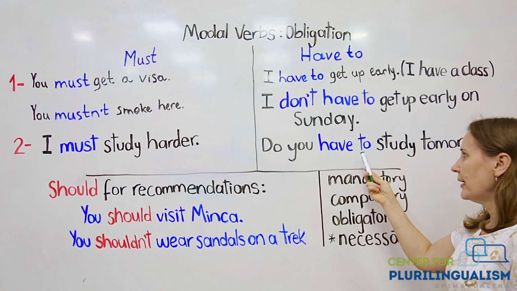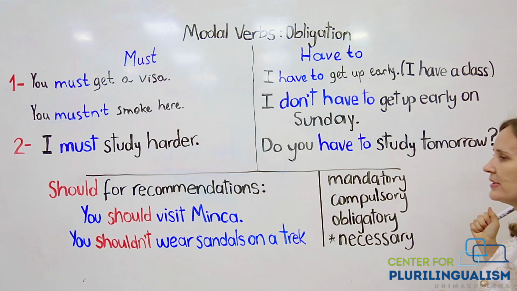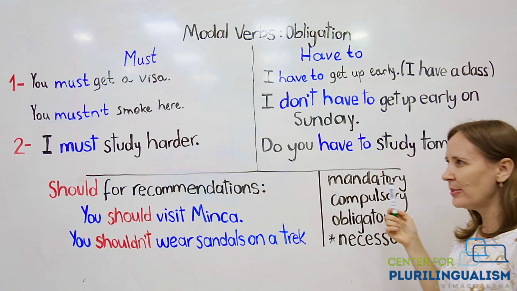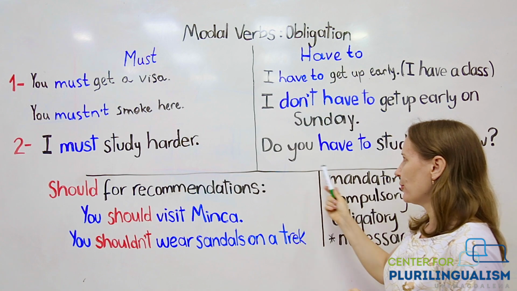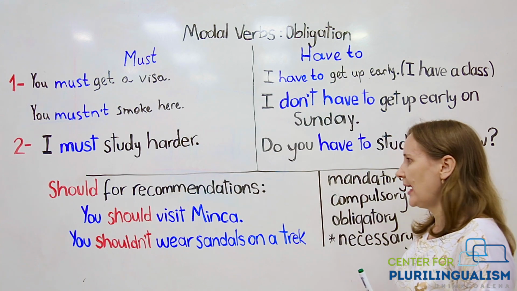Also, if you want to make an interrogative sentence, it's more common to make questions using the modal verb have to. Do you have to study tomorrow? Must can be used in British English, but anyway, it's much more common to make questions with have to.